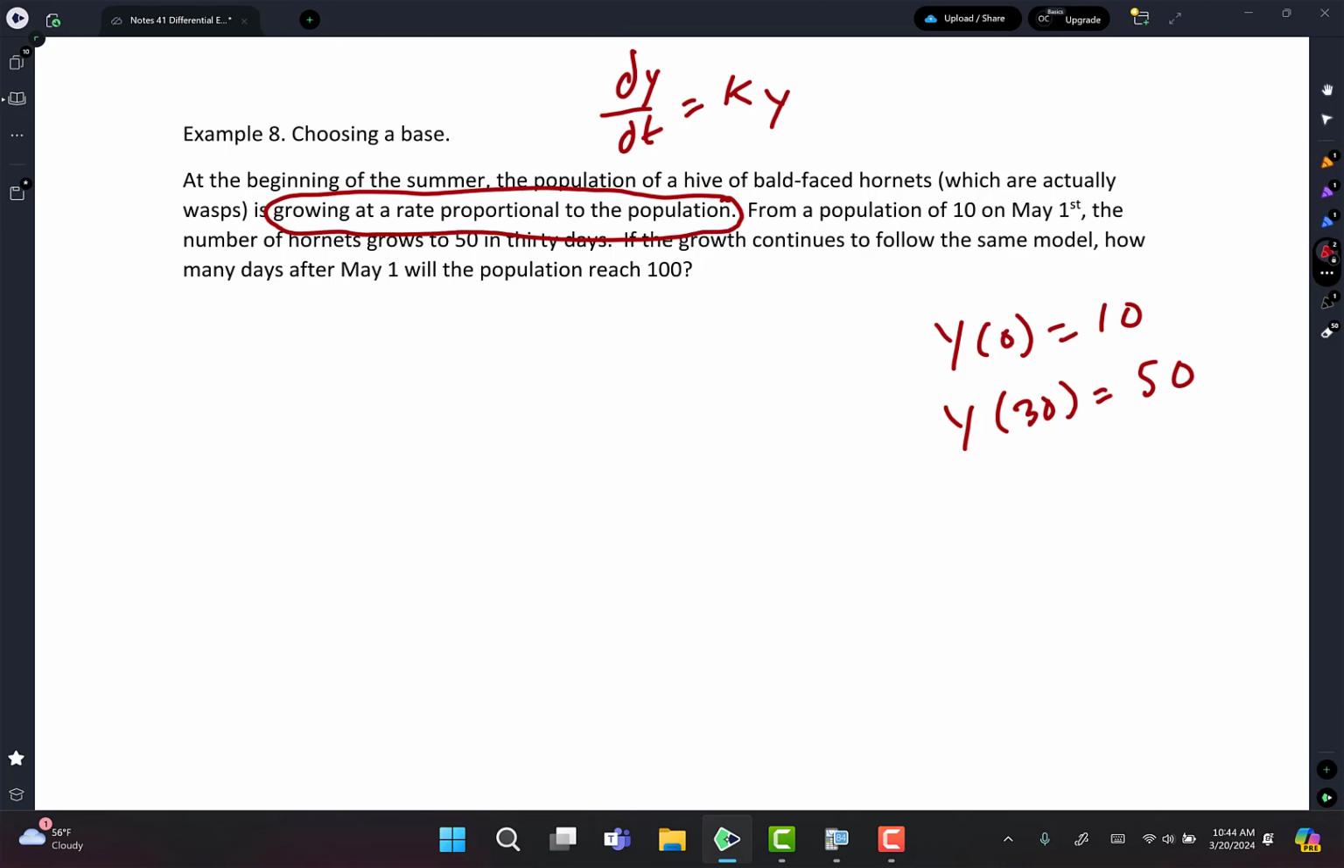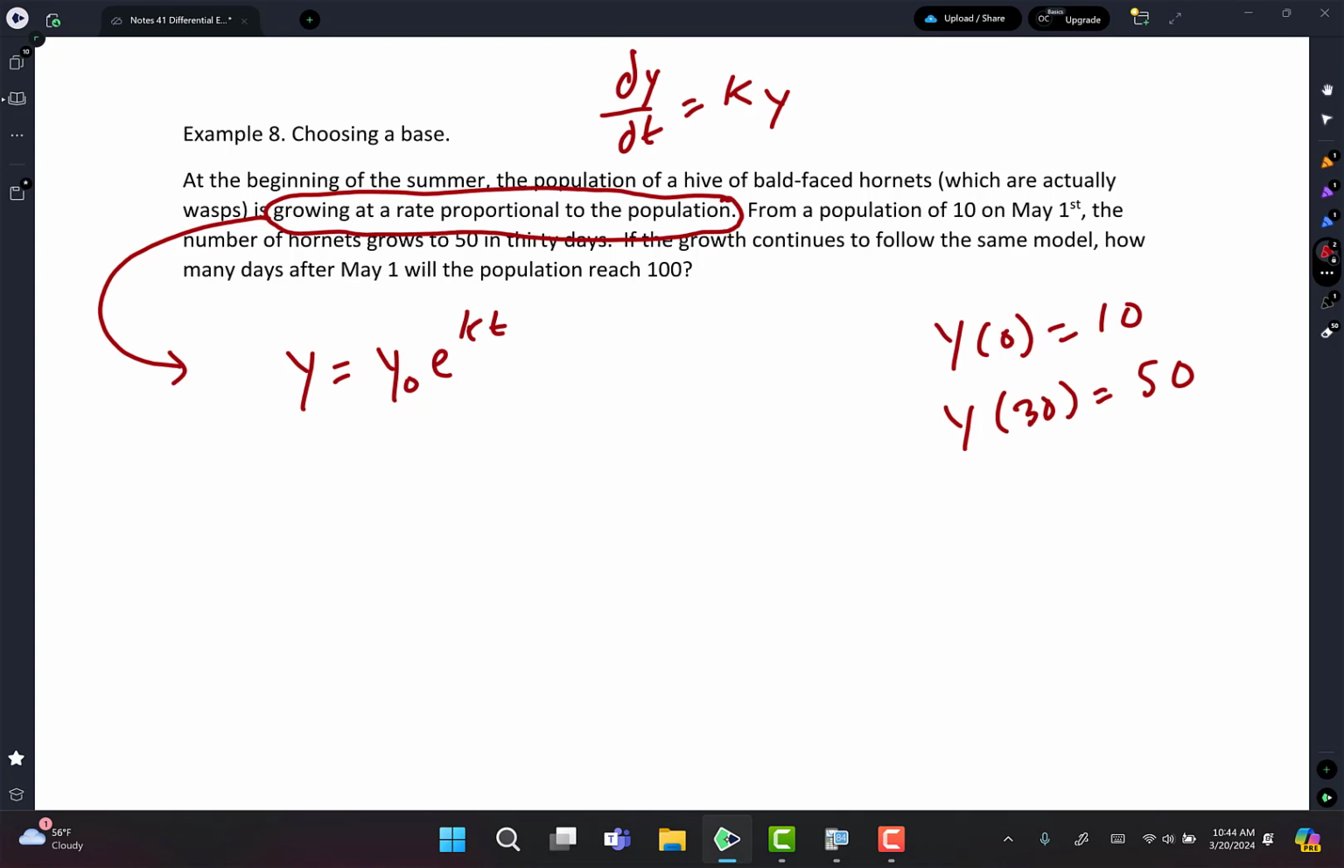If you are like Mr. Henry, as soon as he saw this, and I'm going to show you how to do it two ways, he would immediately go, y equals y naught e to the kt. And I don't care what it says about choosing a base. I'm going to use the base of e.